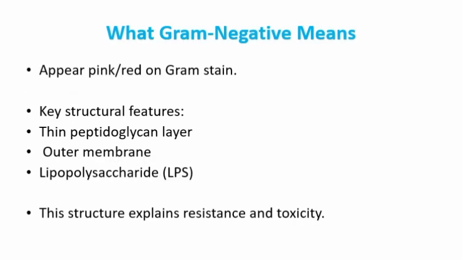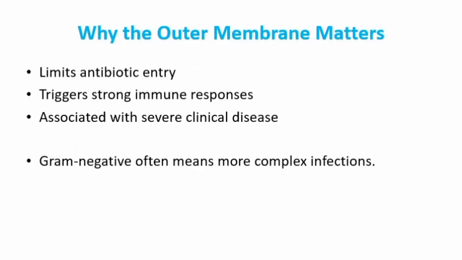What gram-negative actually means. So first, what do we mean when we say gram-negative? On gram staining, these bacteria appear pink or red, right? And that color change isn't random, it's structural. Gram-negative bacteria have a thin peptidoglycan layer, an outer membrane, and something called lipopolysaccharide. Now, this outer membrane, it's a big deal. It makes these bacteria harder to kill, limits antibiotic entry, and contributes to toxicity. So whenever you hear gram-negative, your brain should already be thinking more complex, more resistant, more clinically serious.